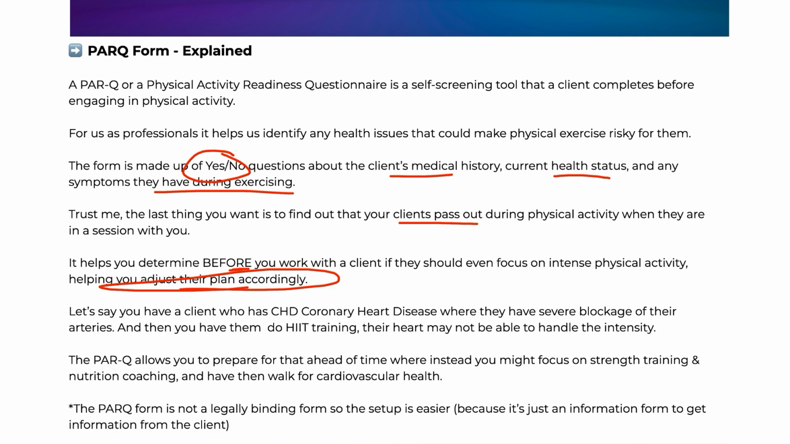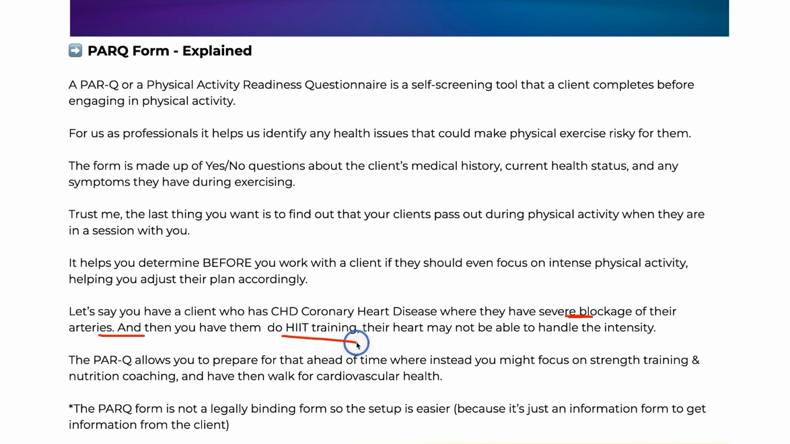Let's say, for example, you have a client who has CHD, coronary heart disease, and let's say they have a severe blockage in their arteries. Well, you've got to know that before you throw them into some crazy HIIT training and their heart can't handle that intensity. And then all of a sudden they're having a heart attack on your floor, right? That's not a good thing. So it's very important for you to have that information ahead of time.